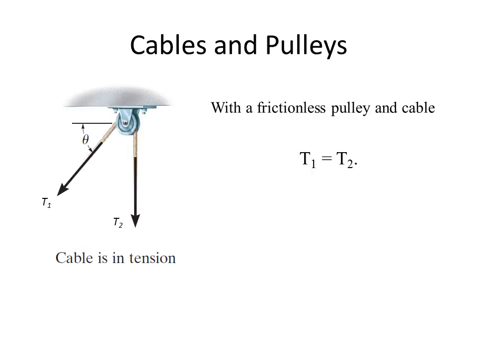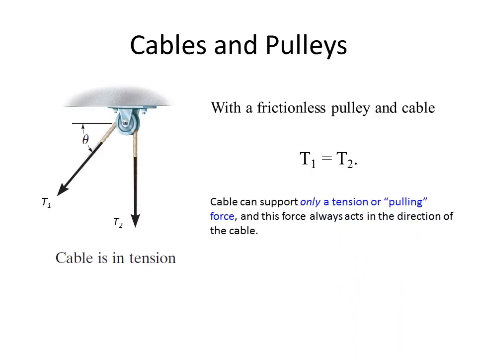When we have a frictionless pulley acting with that cable, we know that the pull on either side of that pulley must be equal. So T1 would be equal to T2 in this case. The cable can support only a tension or pulling force, and it must always act exactly in the direction of the geometry of the cable.